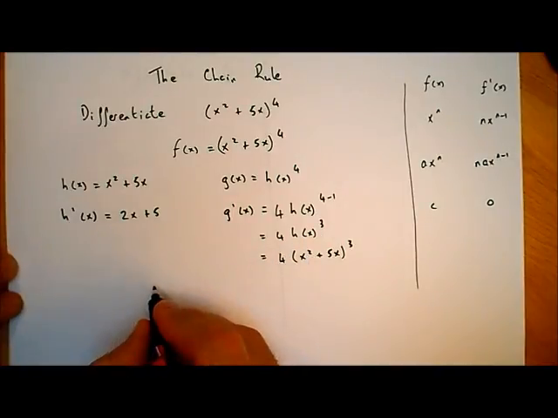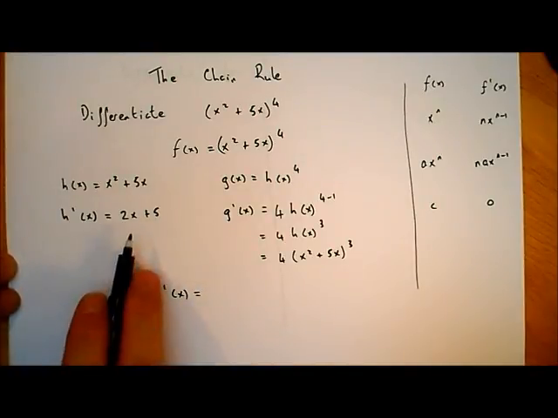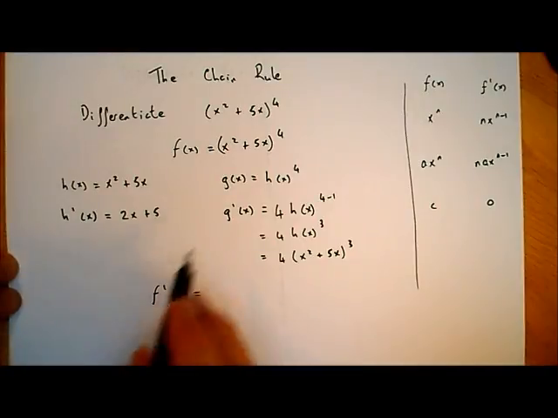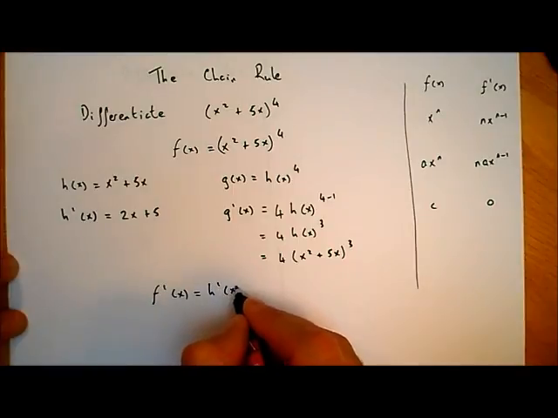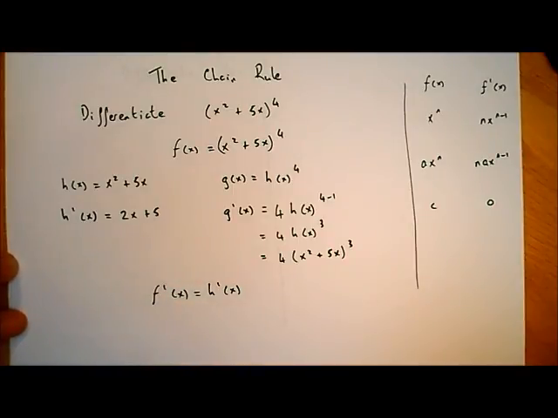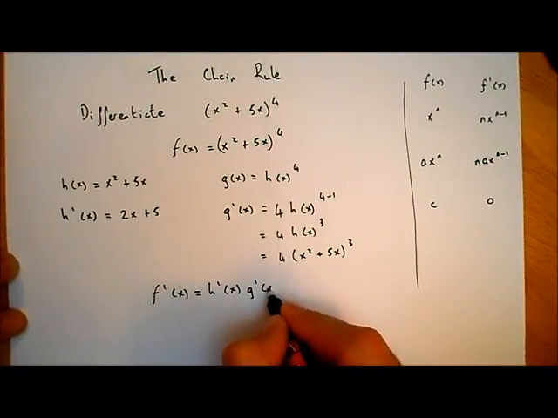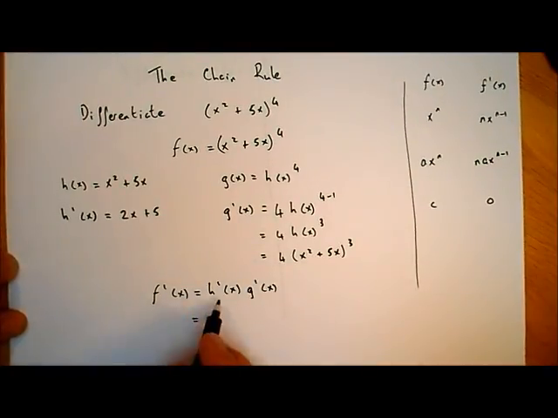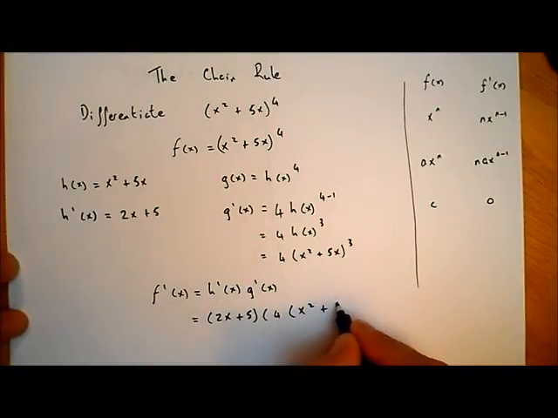So now, in order to find f dash x, which is what I really want, all I have to do is to multiply h dash of x by g dash of x. So f dash x is equal to h dash x, it's hard to say h dash x and g dash x all the time, multiplied by g dash x. Well, h dash x is 2x plus 5, so it's just 2x plus 5 multiplied by this g dash x, so 4 times x squared plus 5x all to the power of 3.